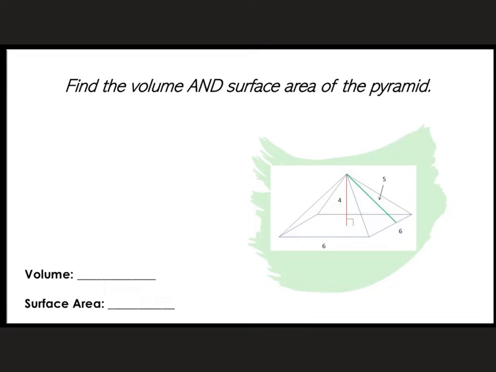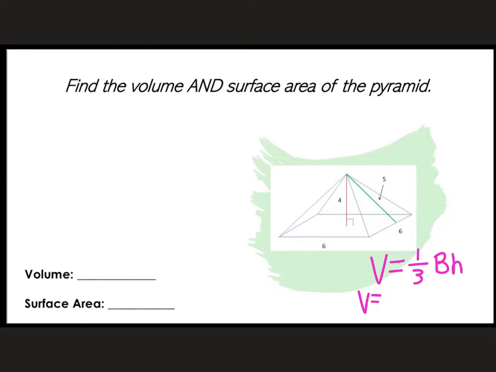All right, welcome to part 2. On this question, it says find the volume and the surface area of the pyramid. So let's start by finding the volume. Very similar to our last question. Remember, volume for a pyramid is 1/3 times area of your base times your height.